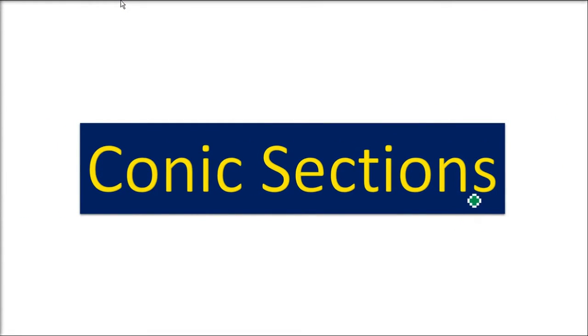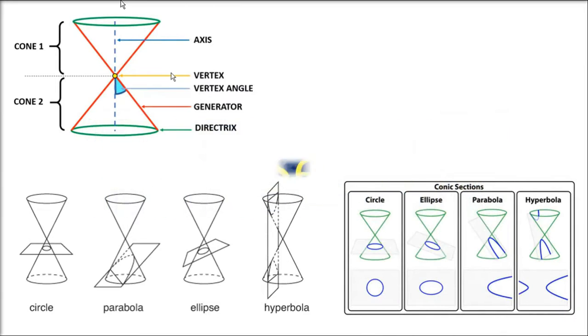Conic sections. What are conic sections? This word has come from conic and section. So conic has come from cone. Cone, ice cream, you remember, you used to eat. And section. If you take different sections, different parts, or cut the cone in different planes, different sections will be formed.